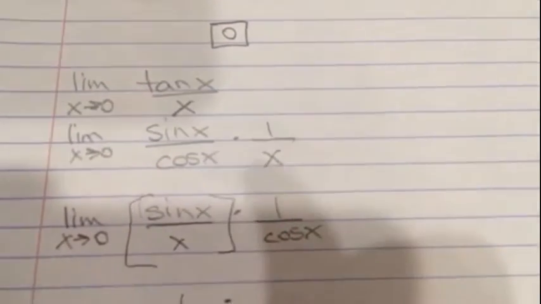And now let's attempt to find the limit as x approaches 0. Well, we know the limit of the first term as x approaches 0 is 1. And then if we substitute 0 into this, what is cosine of 0? We know it's 1. So 1 over 1 is 1. So the limit of this expression was 1.